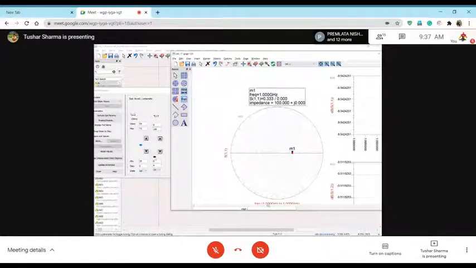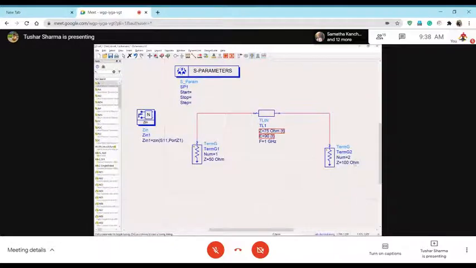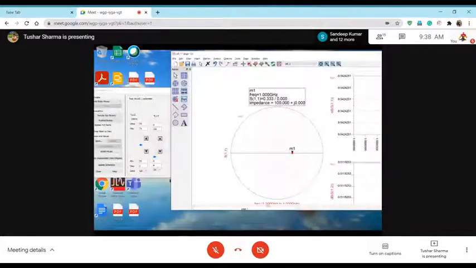So on a Smith chart, say my length of the line was 0. If it was 0 degrees, my impedance seen is 100 ohms. Because why is it 100 ohms? If you go back here, this length is 0. It means you are seeing what this port is. Correct?